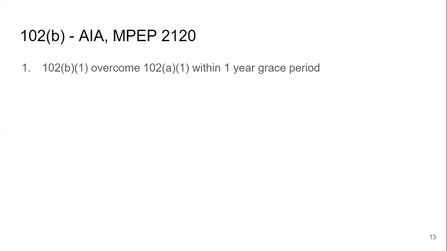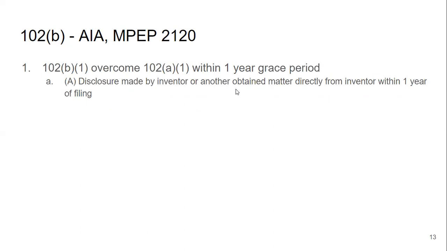And so that is based on a 1-year grace period. So if the disclosure was made by the inventor or another obtained the matter directly from the inventor within 1 year of filing. So that's 102(b)(1)(A), the subsection there.